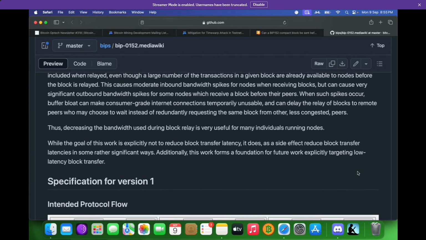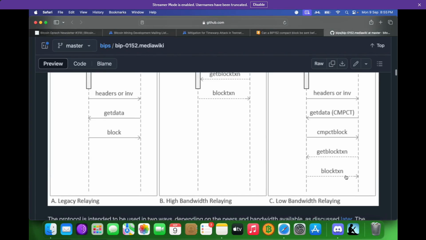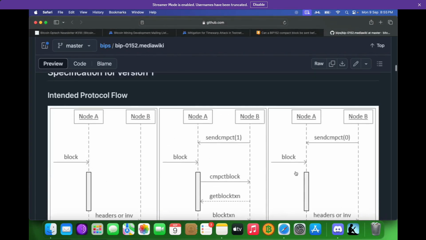This is what they do. These are the kinds of compact block peers that you can have, and this is the difference between how your compact block peers will behave depending upon whether they are high bandwidth or low bandwidth.